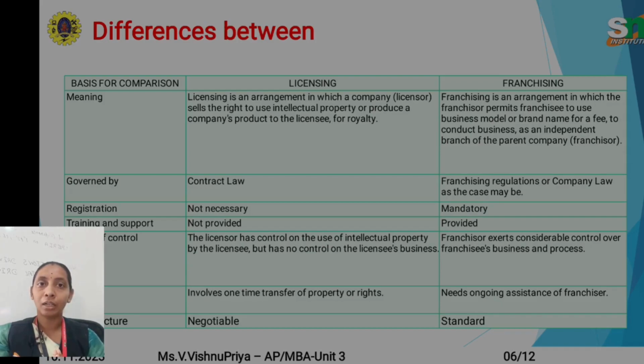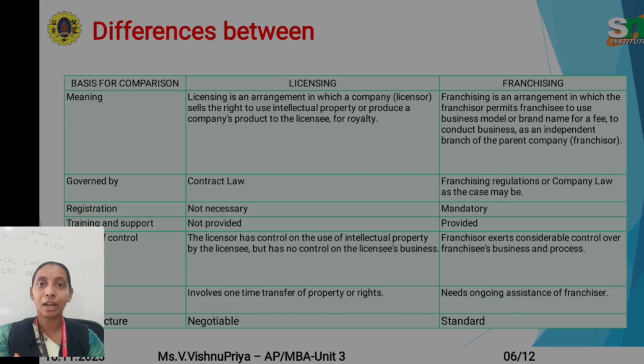A license is governed fully by contract law, but a franchise is governed by regulation and company law. Contract law means the government can give the contract. Then registration: a license does not need any registration, but for a franchise registration is compulsory and mandatory, and we get a certificate. If I start my KFC company in a particular place, I need a registration.